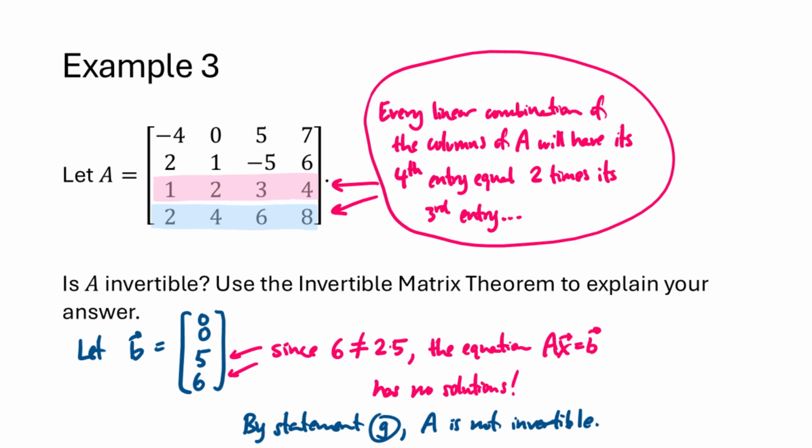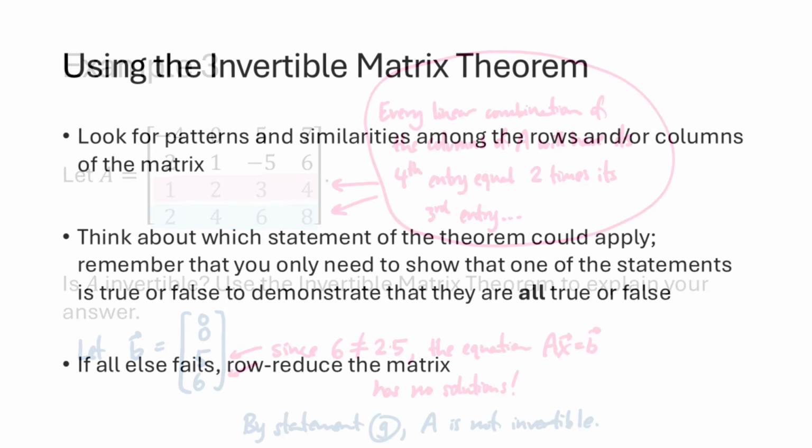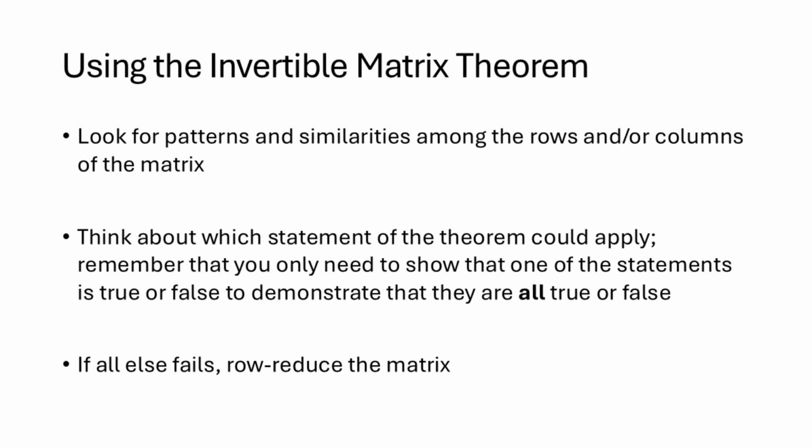And again, I've just shown you a variety of different ways to apply the invertible matrix theorem, just to give you some ideas that you can try on your own when you start looking at your own matrices. So look for patterns, look for similarities among the rows and or columns, and think about which statement of the theorem could apply. There may be multiple statements that work. All you need to do is find one statement that you can definitively show is either true or false, and then all of the statements will be either true or false in that case. If all else fails, if you can't see anything that works for the matrix, then you can always fall back to row reduction to figure out whether the row-reduced echelon form of your matrix is I N.